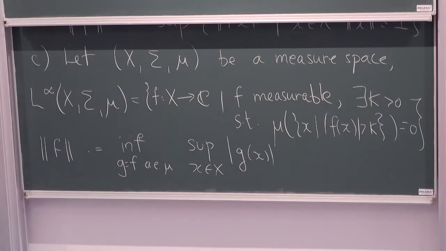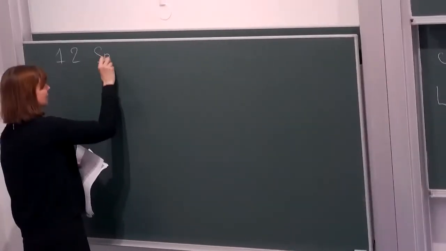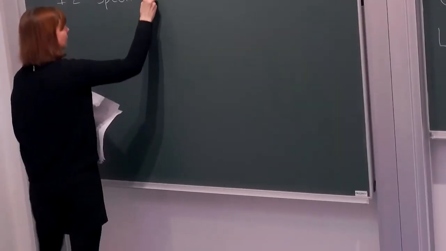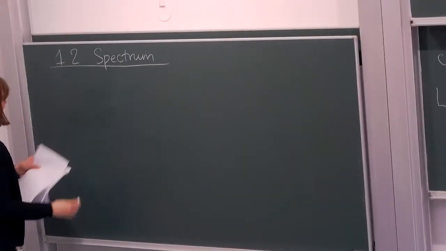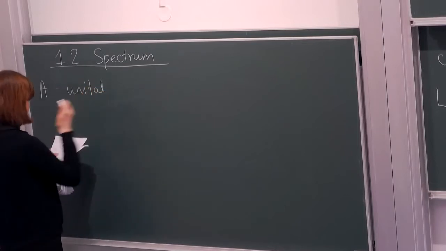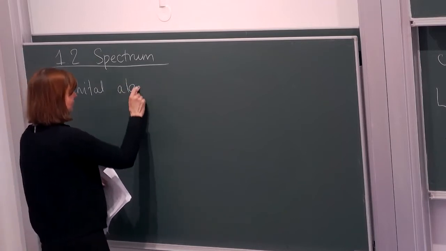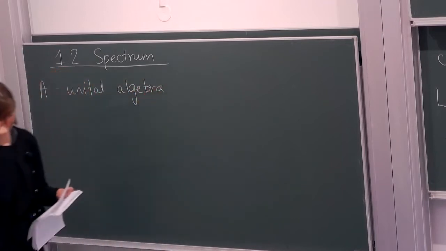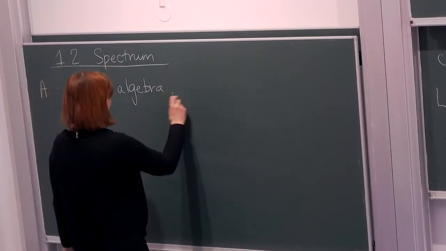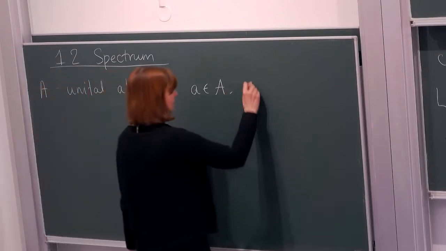Okay, so next up, we're going to talk about the spectrum of an element. A here will be a unital Banach algebra. Actually, never mind, we don't even need Banach right away. So let's just take a unital algebra, again over the complex numbers, and take an element a in A. We say that a is invertible.